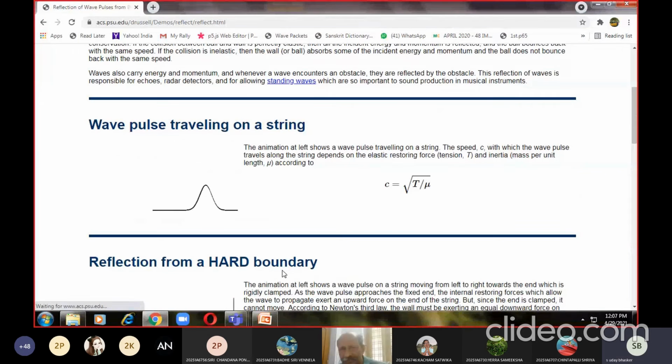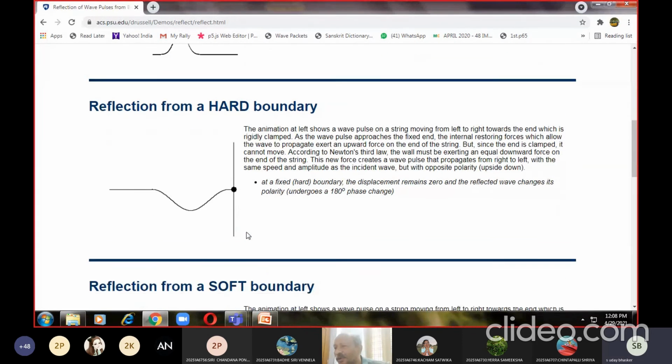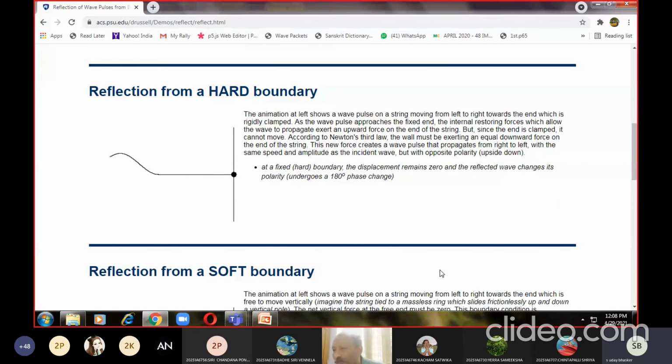This is a wave pulse. What you see on your screen is a wave pulse. It's an open-ended one, so it's going out. But if it is hit from a harder boundary, see what's happening to the wave pulse. It's undergoing a phase change. So whenever a wave gets reflected from a harder surface, that means a denser surface, it experiences a phase difference of pi. Path difference we say as lambda by 2, time difference we say as T by 2, right?